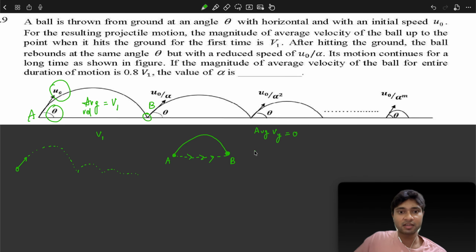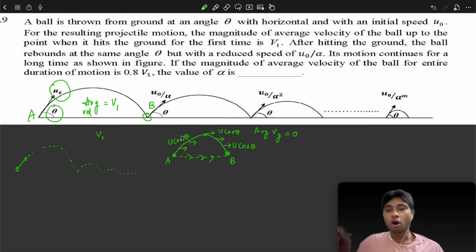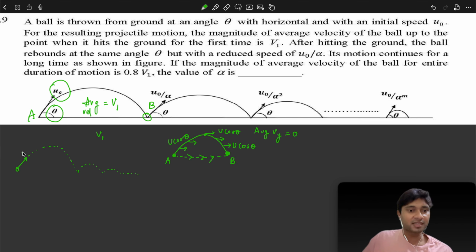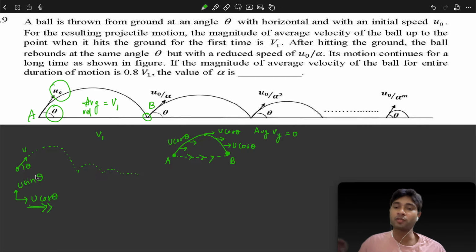So average horizontal direction velocity is u cos theta. Actually, this is the only speed. u cos theta remains constant throughout the time, right? Because there is no force in the horizontal direction, there will be no acceleration in the horizontal direction. Since there is no acceleration, horizontal velocity will remain same. And as we know, it started with u at an angle theta, so horizontal velocity is u cos theta and vertical velocity is u sin theta. So average velocity is nothing but u cos theta. So v1 is nothing but u cos theta.